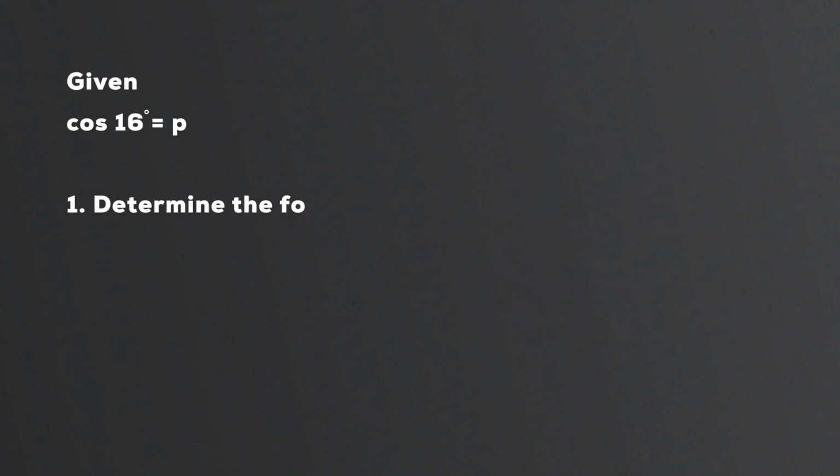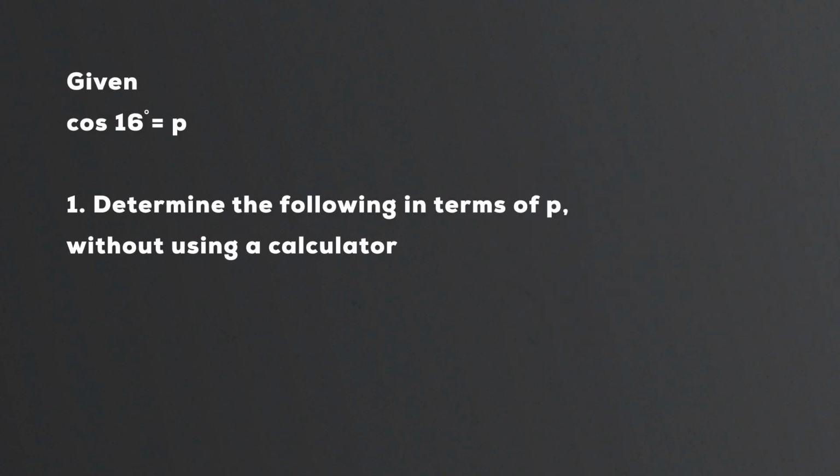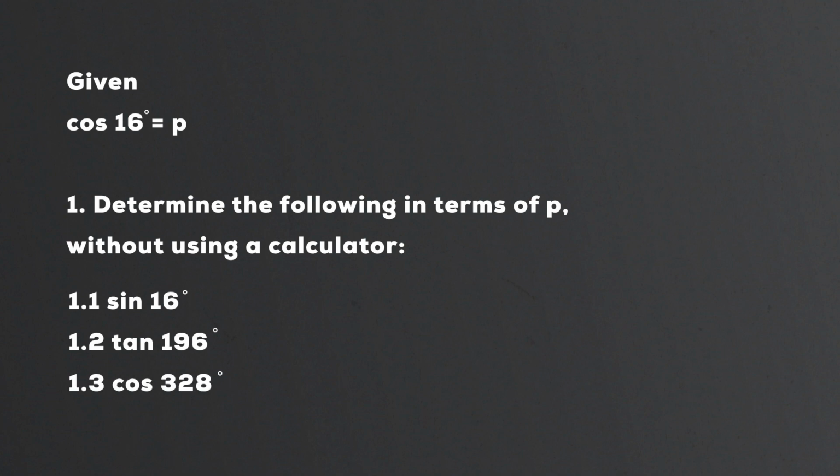Given cos 16 is equal to p, we need to determine the following without the use of a calculator. Number 1.1, we need to determine the value of sine 16. Wait a minute, why would we get cos 16 in our statement but be asked about sine 16 in our question? Is there an invisible relationship between sine and cos, I hear you cry. So that's the first correlation that this presentation will establish.